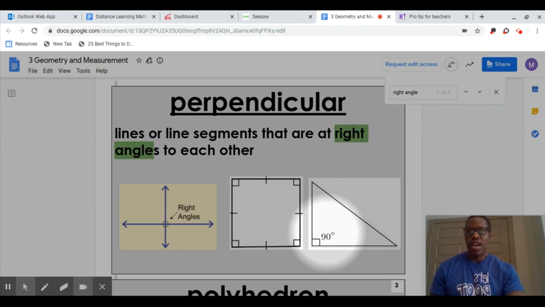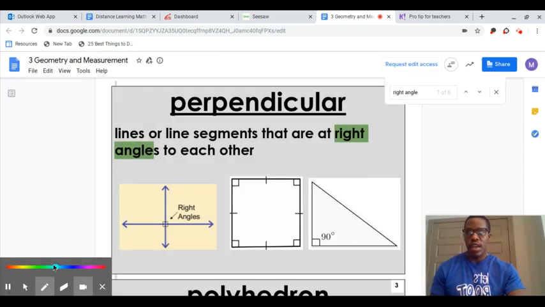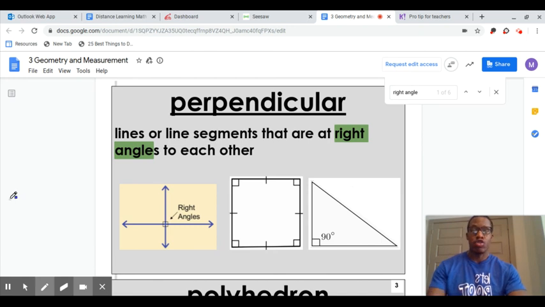Now, the last angle that I want to explore with you guys today is called a straight angle. And guys, it's exactly like it sounds, a straight angle, straight line. Who can tell me how many degrees is a straight angle? Very good. If you answered 180 degrees, you are correct.